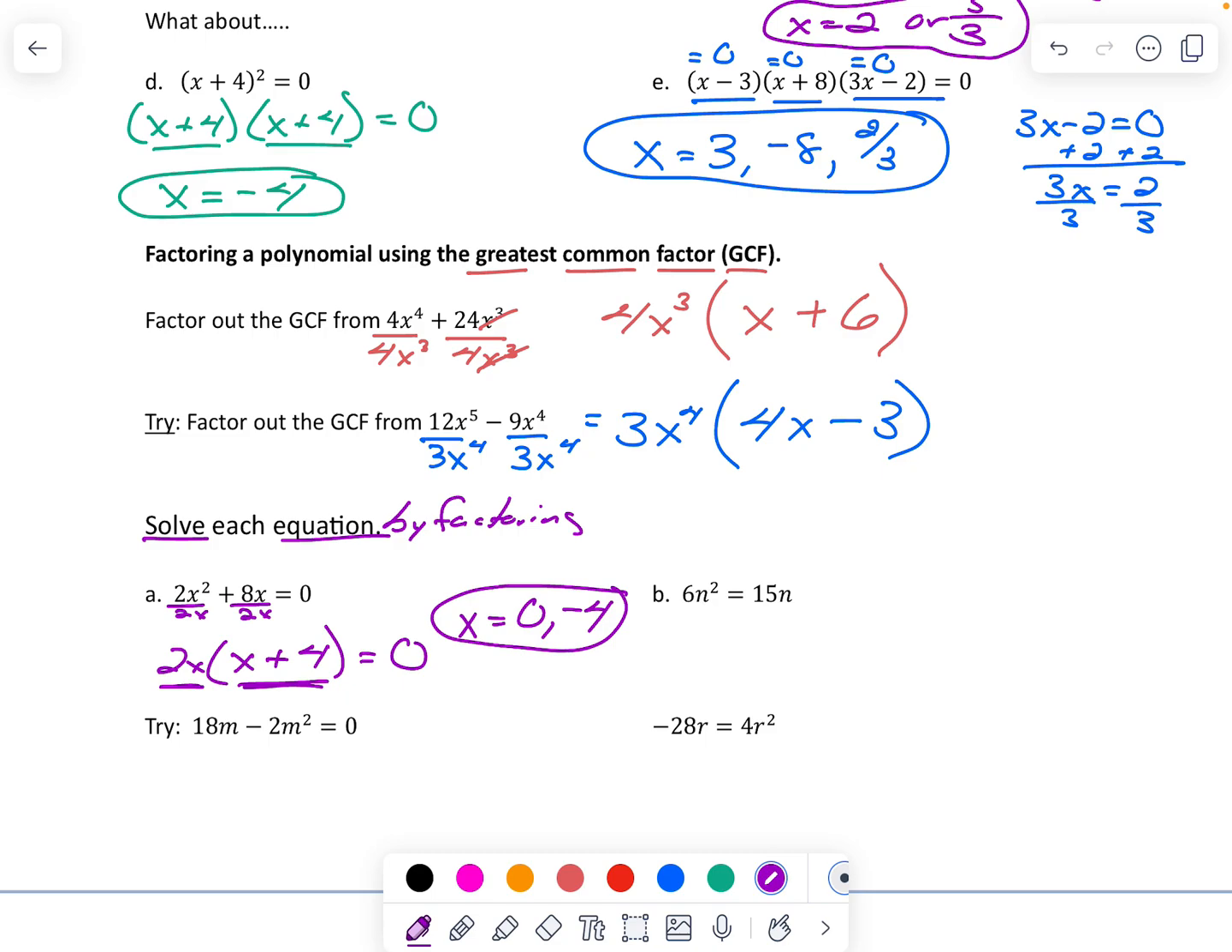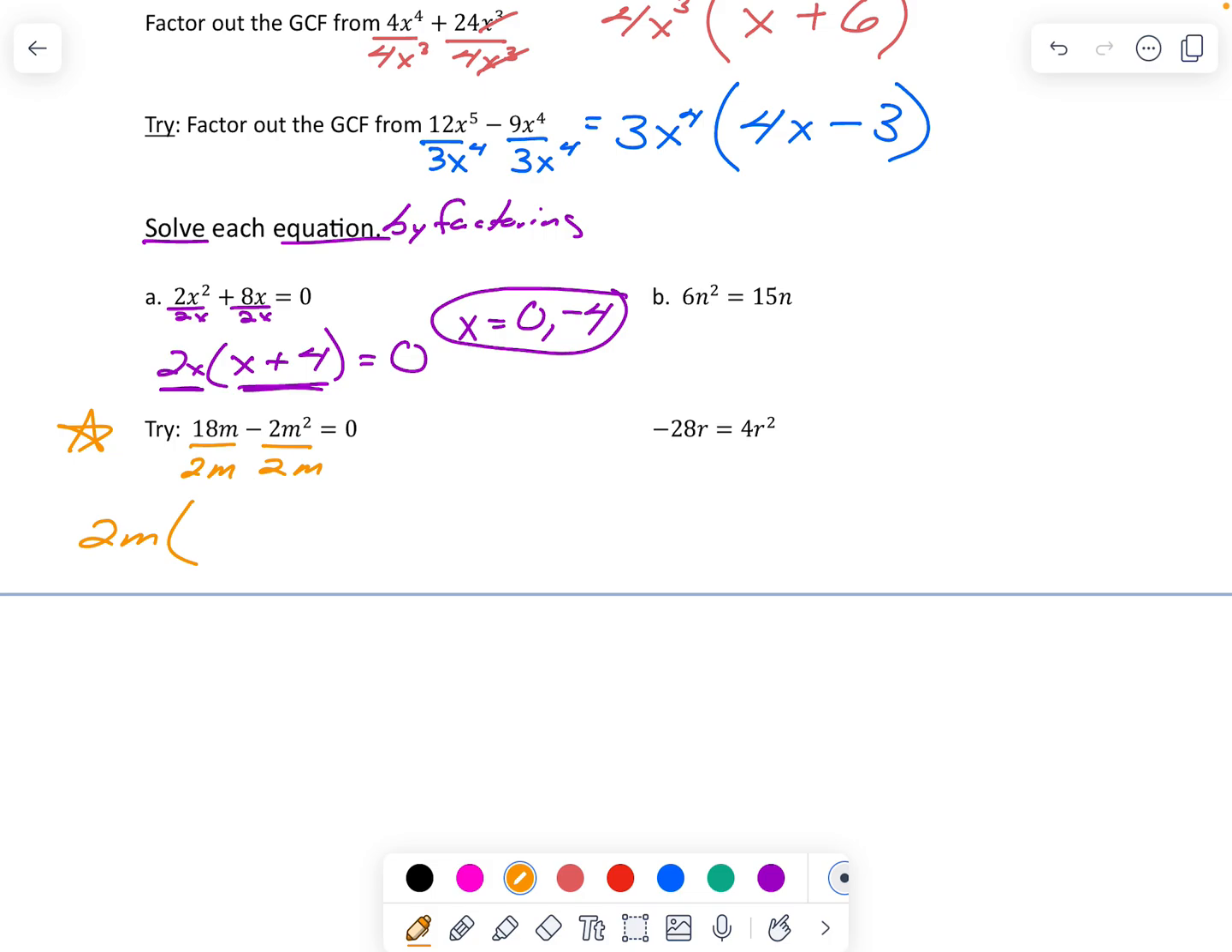Let's try the one underneath, this one first. So, if we look at what we could factor out, greatest common factor, it looks like 2m. So we're going to factor out 2m. When we do that, we're going to be left with 9 minus m equals 0. Which now, if we set each factor equal to 0, we're going to get m is equal to 0 or 9.